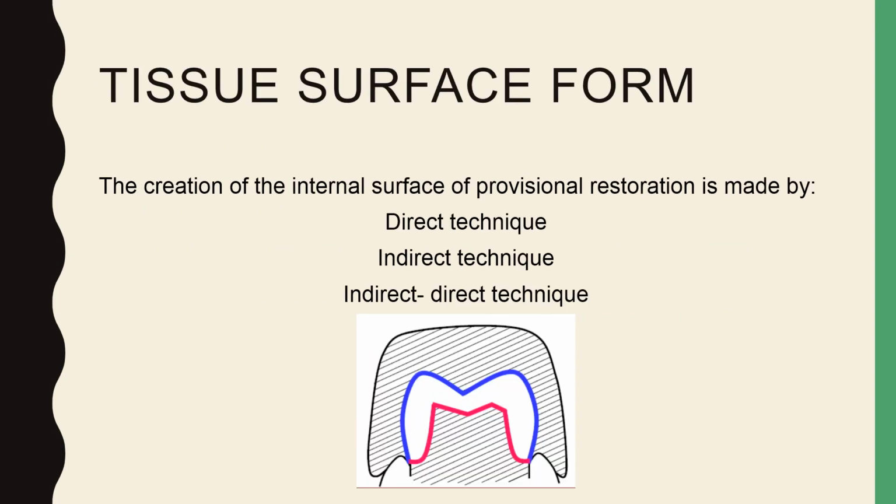And now for the tissue surface form, there are three techniques that can be used to create the internal surface of the provisional restoration, which are the direct technique, the indirect technique, and the indirect-direct technique.